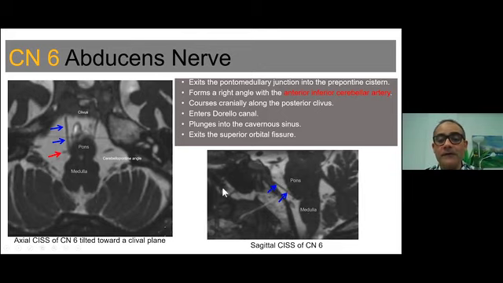But the only way to reconstruct or to see the nerve in the axial view, as you can see here, is to tilt the axial plane, to tilt the image or the plane to be parallel to the clivus. Something that we don't do in regular practice, but in terms of illustration, it's nice to see the nerve here that has a right angle with the ICA, and then it courses, as I told you, cranially along the clivus before entering the Dorello canal and then the cavernous sinus, as we'll see.